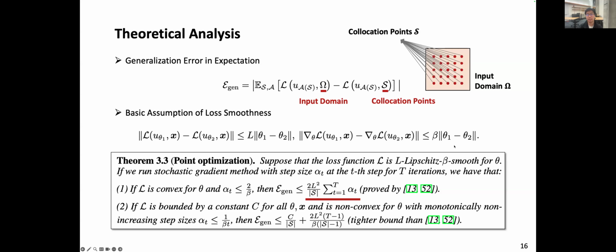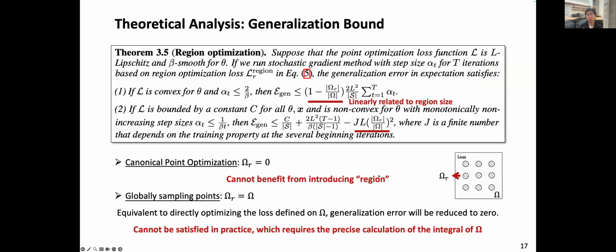And in fact, the generalization of point optimization has been widely explored. The generalization error can be bounded by the Lipschitz constant of the loss function. And in this paper, we newly built a theoretical framework for region optimization. We theoretically prove that introducing the region, which is omega r, linearly decreases the generalization error. Under this theoretical framework, we can find that the canonical point optimization and globally sampling collocation points are two extreme cases, especially the second case, which is actually sampling all the points in the input domain. So it's equivalent to directly optimizing the loss defined on omega. This is very ideal, but it's not applicable in practice because it requires calculating the whole integral on omega.